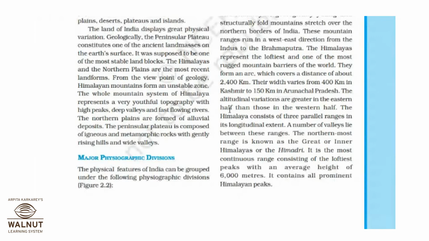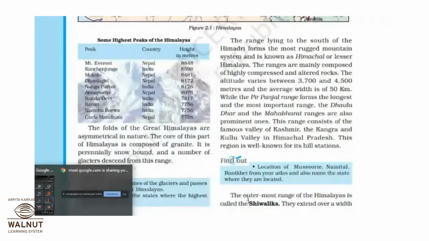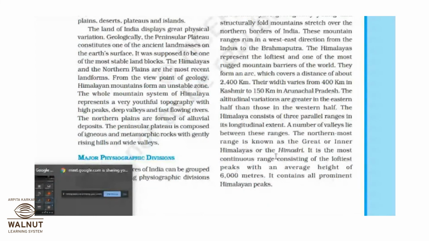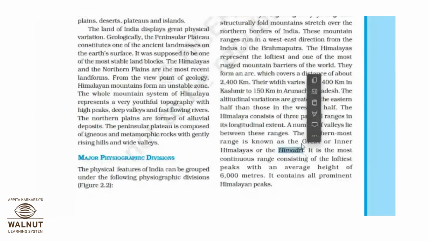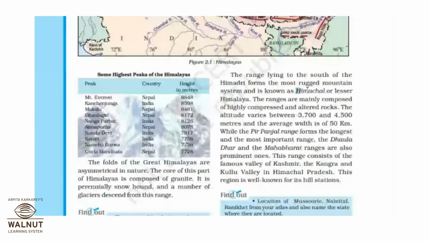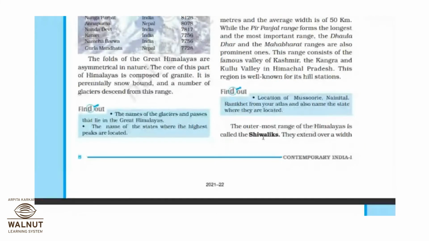The outer is called as... Ma'am, is it Himachal? Yes. In between is the Himachal, and the outer is the Shivaliks. See here, innermost is the Himadri, don't forget, the Greater Himalayas. In between is the Himachal and outermost is the Shivaliks.